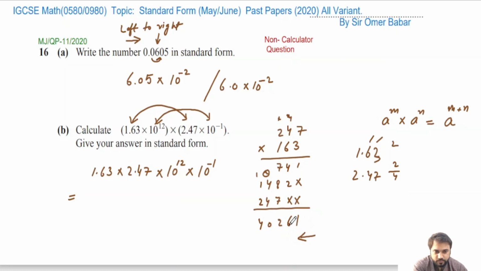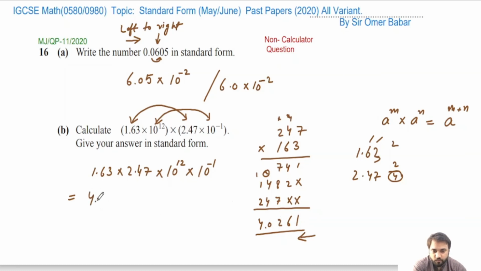So 1, 2, 3, 4. Put the decimal after the fourth digit. Here, this is our answer. If you multiply 1.63 by 2.47, the answer would be 4.0261.